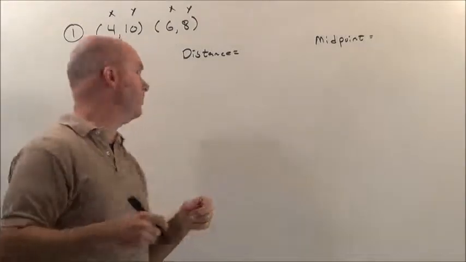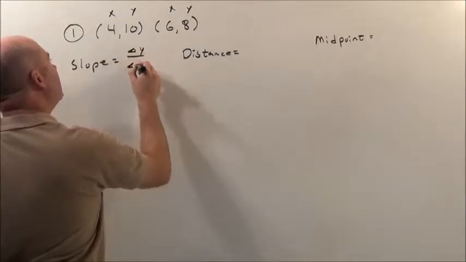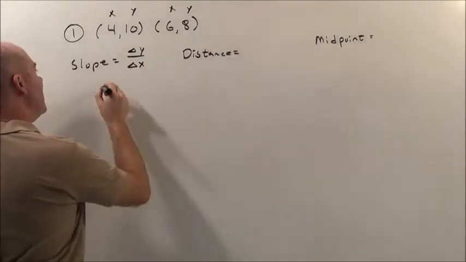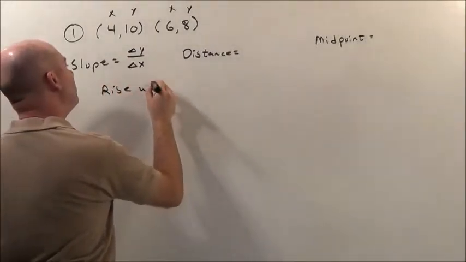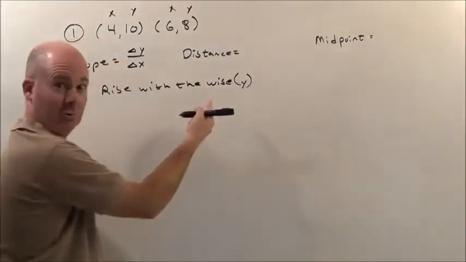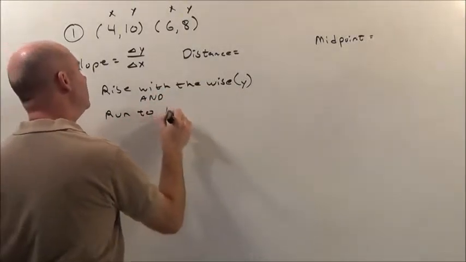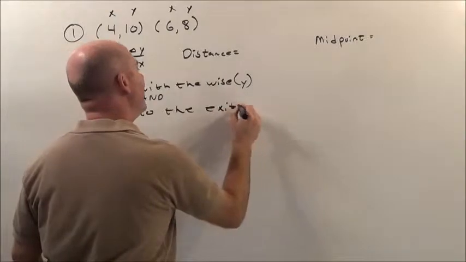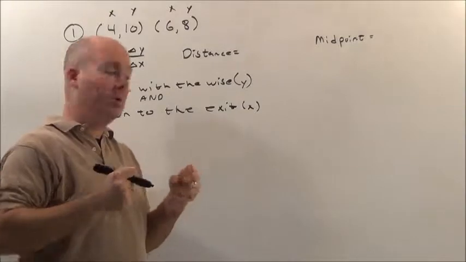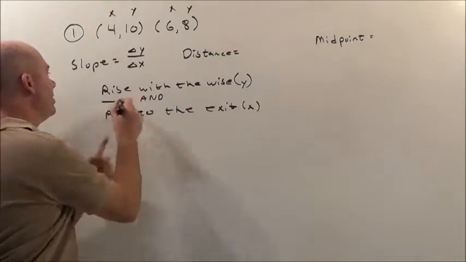With slope, what we try to remember is it's basically the change in your y's over the change in your x's. Now, what I like to do is I like to have this little saying: rise with the y's, your y values, and run to the exit. Okay? So if there's a fire, you rise with the wise people, and then you run to the exit. So this helps me remember. It's rise over run, which most of us remember.